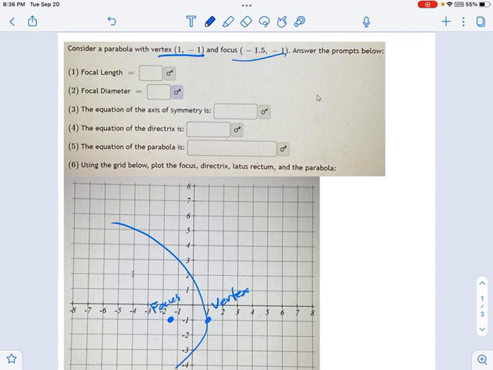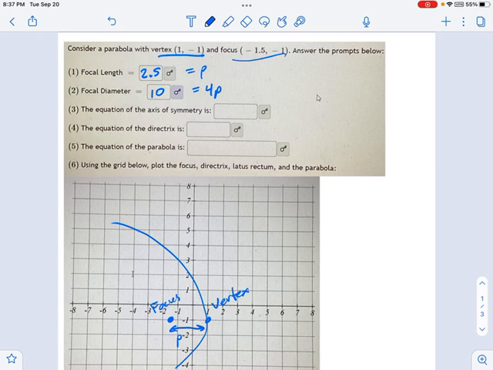What I need to establish first, though, is the focal length. So what is this distance right here? That's P, the focal distance, or the focal length. Well, 1, 2, I'm counting grid spaces, and it looks like 2.5. Okay, now that's P. The focal diameter is defined as 4P. Well, 4 times 2.5 is easy, that's just 10. So the focal diameter of this thing is 10.